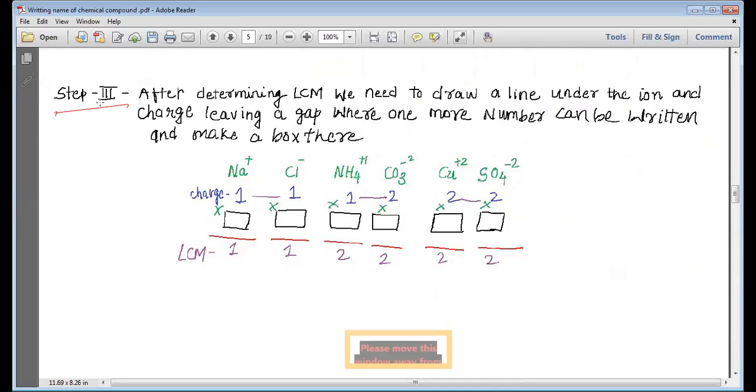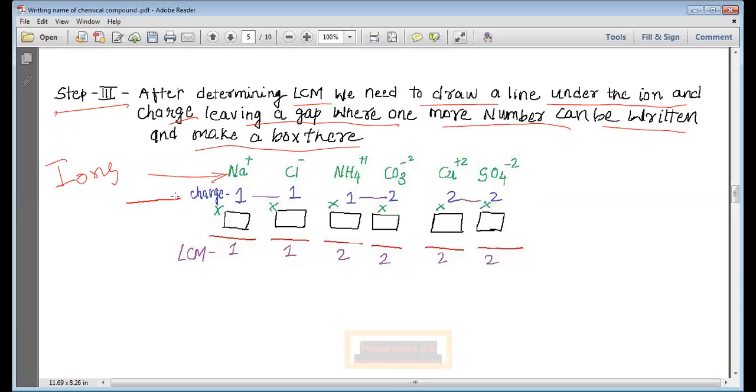Now, my dear students, we want to move to the next step, which is step number 3. In the third step, my dear students, after determining the LCM, we need to draw a line under the ions and charges, leaving a gap where one more number can be written, and make a box there. So you can see here that we have written the ions here. These are all ions.